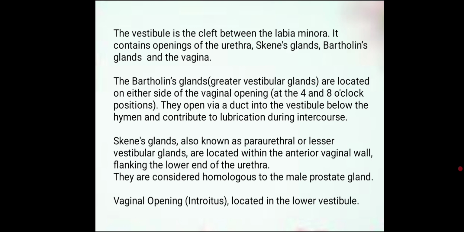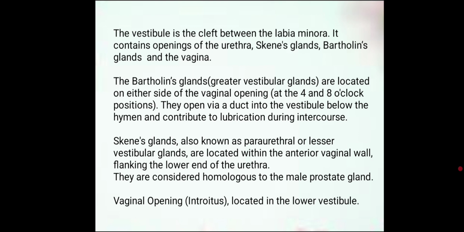The vestibule is a cleft between the two labia minora. It contains the urethral opening and two glands, Skene's gland and Bartholin's gland, which stand for the lesser and greater vestibular gland. Also, it contains the vaginal opening. This is the vestibule. Between the two labia minora it contains the urethral opening, the vaginal opening, and two glands, Skene's gland and Bartholin's gland, also called the greater and lesser vestibular glands.